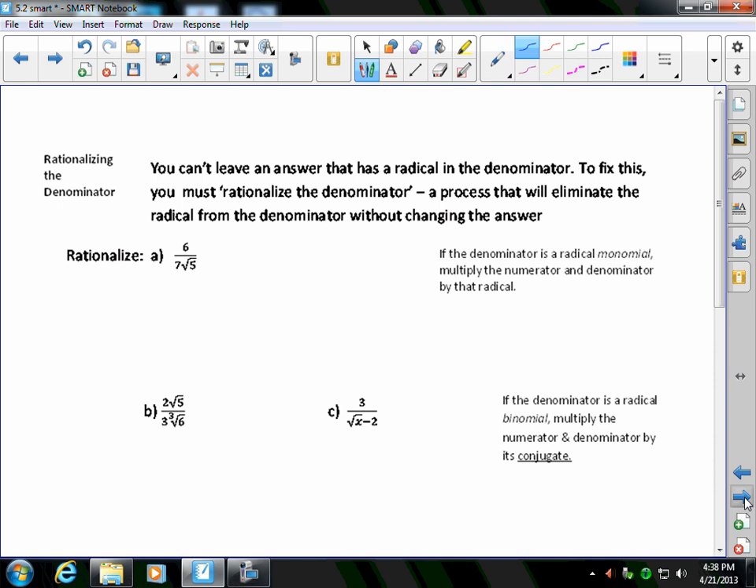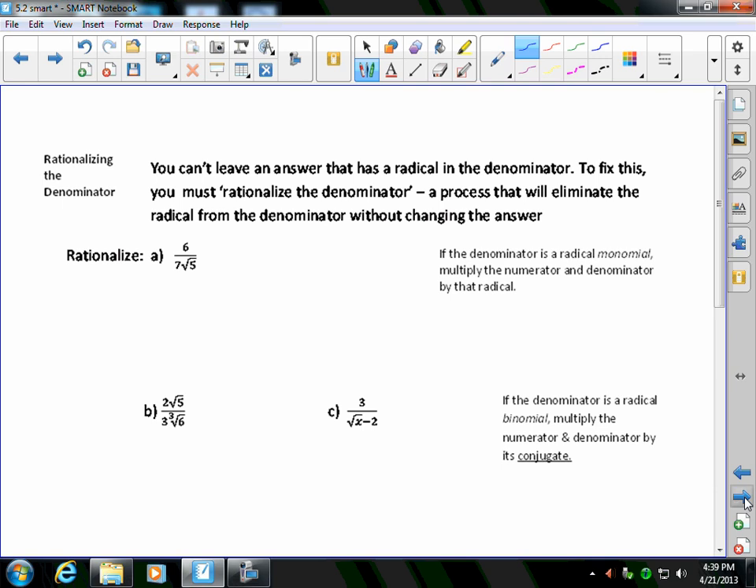Rationalizing the denominator. We talked a little bit about this last unit, and I said the textbook kind of gets confusing because you don't actually do the rationalize the denominator steps until chapter 5, but you're doing them in chapter 4, and that's because you did do some of it when you were doing grade 10 foundations and pre-calculus. So the rule with radicals is that you can never leave a radical number in the denominator. It's called rationalizing the denominator. So to fix this, you must rationalize the denominator: a process that will eliminate the radical from the denominator without changing the answer.